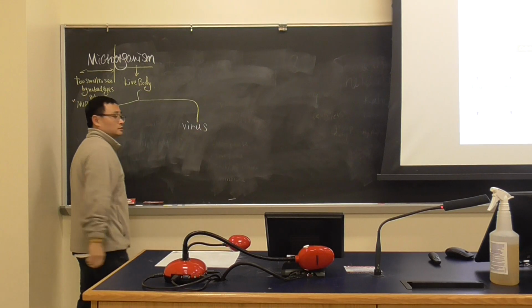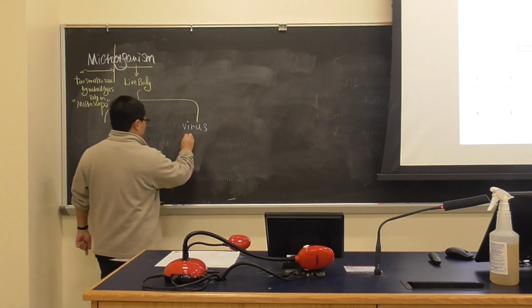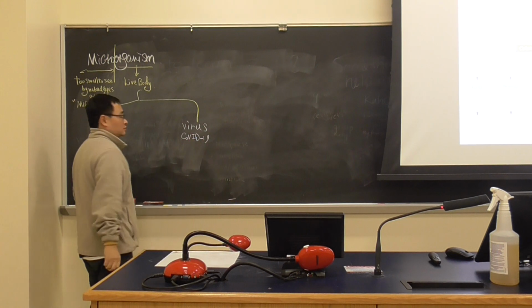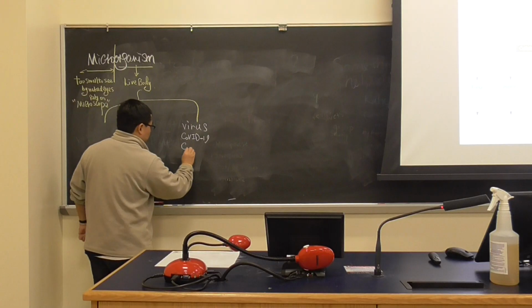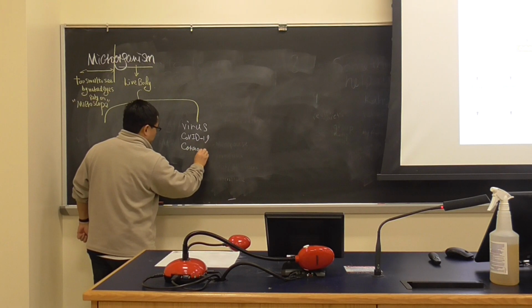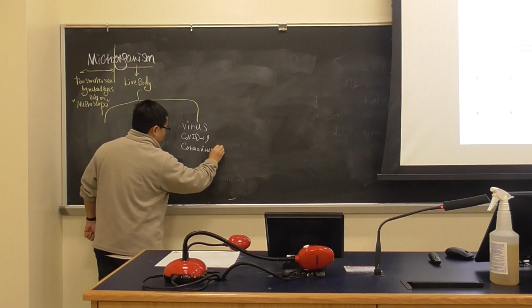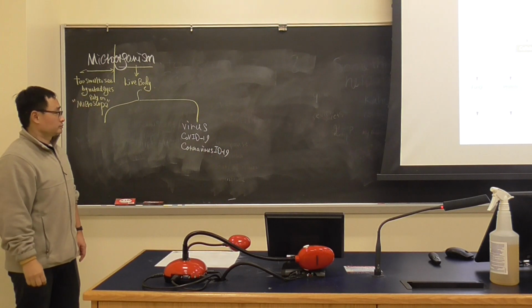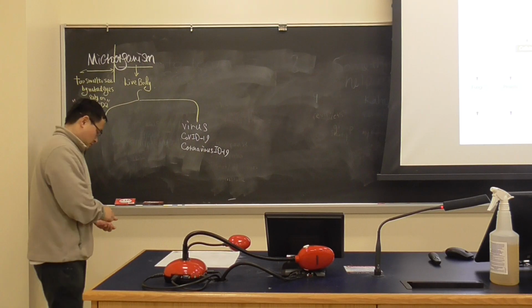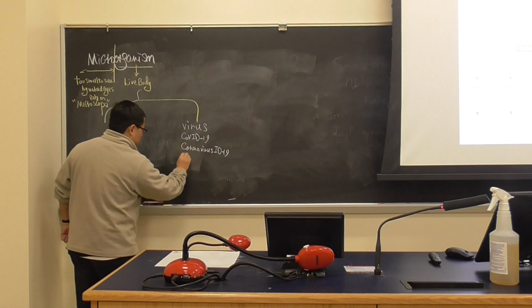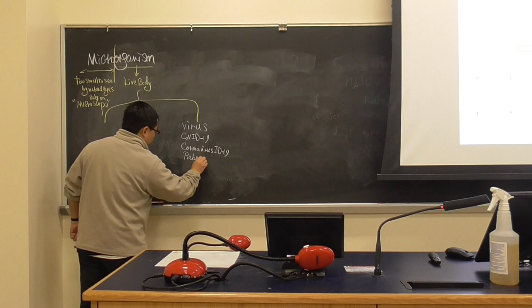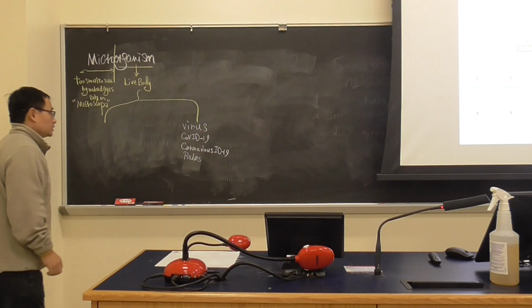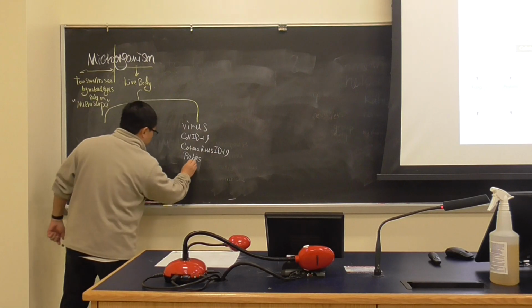Virus. Is that right? We had COVID-19. So what's that? Coronavirus disease 19. So that's virus. Okay, what else? Rabies virus. We call it a crazy dog virus. Okay? HIV virus.